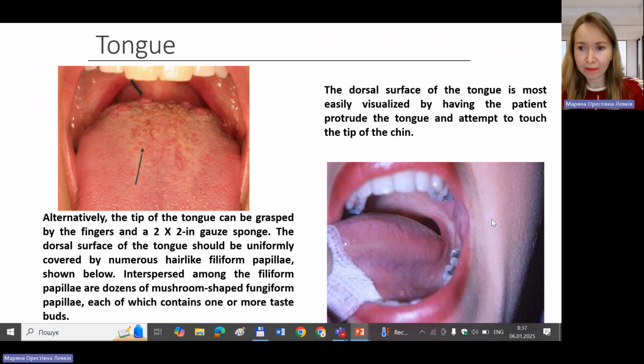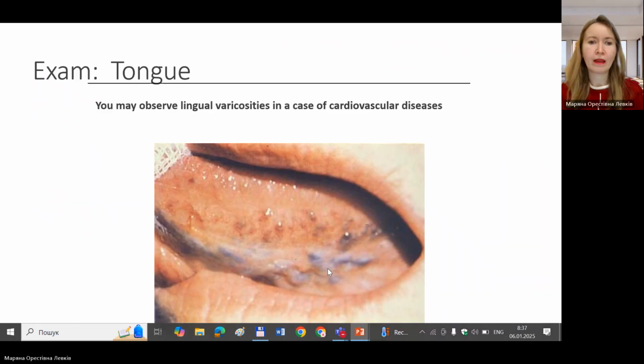And on this picture, you can see how the dorsal surface of the tongue is most easily visualized by having the patient protrude the tongue and attempt to touch the tip of the chin. It is very important to be able to notice any signs of disease on the tongue.